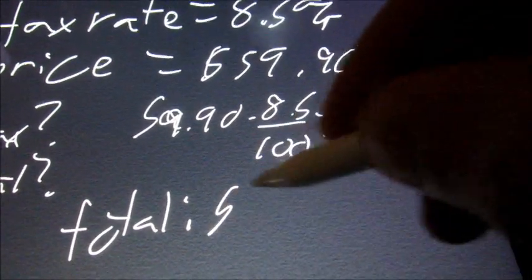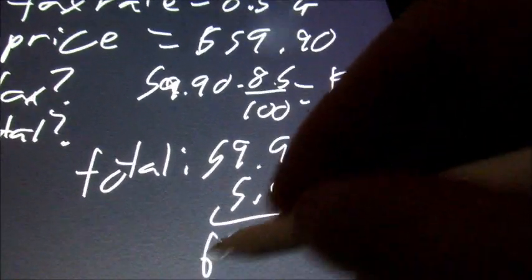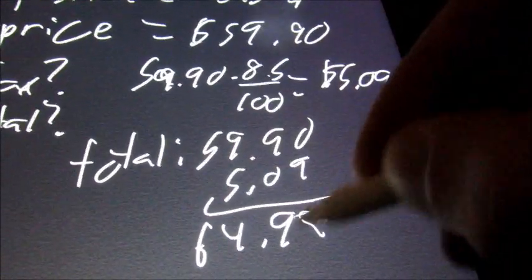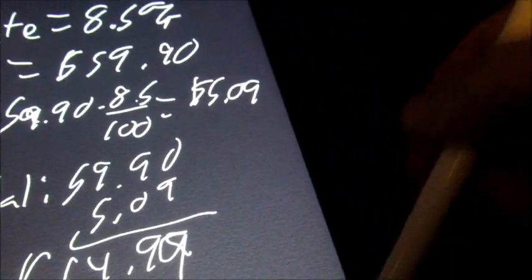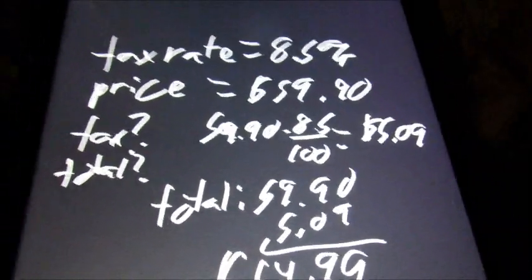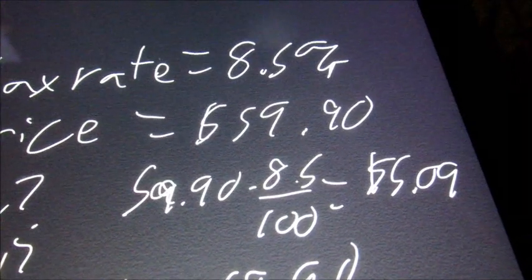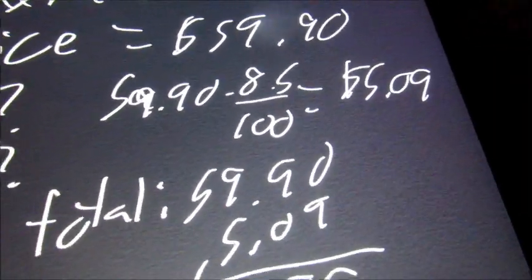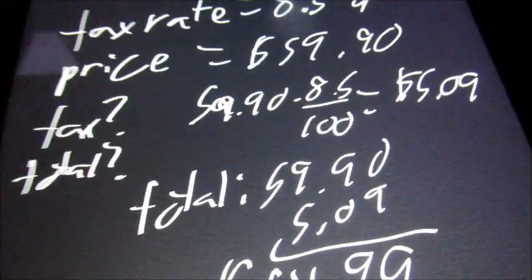Now our total is going to be the $59.90 plus the 5.09. So it's going to be $64.99. So all we're going to do is whatever the cost is times the tax rate over 100, and then we're going to add that to our original price, and we're going to get our total.